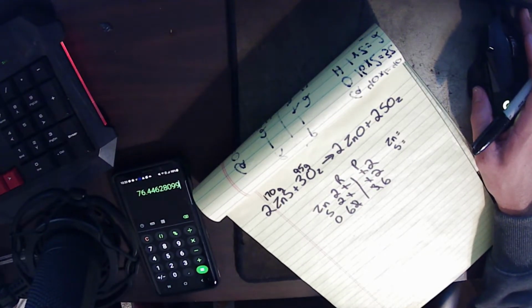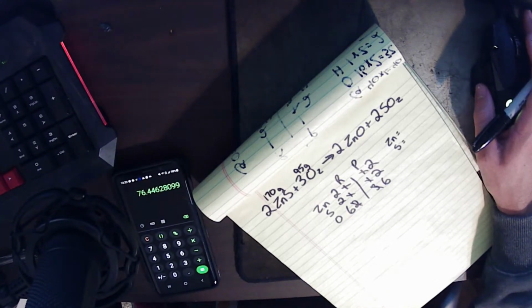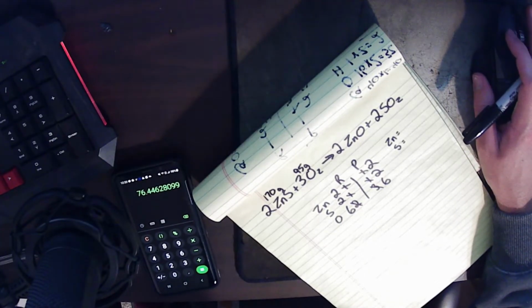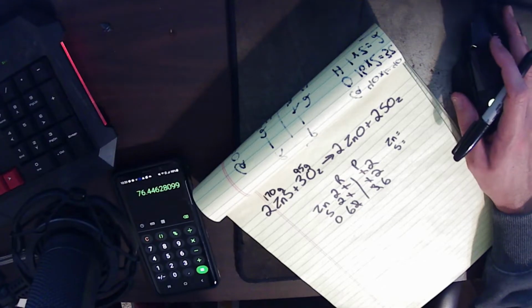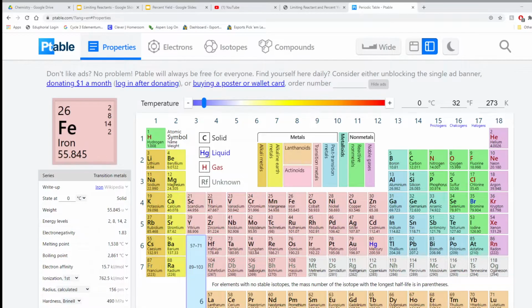And the mass of zinc, if we look over here on our periodic table, zinc has a mass of 65, and sulfur right here has a mass of 32.